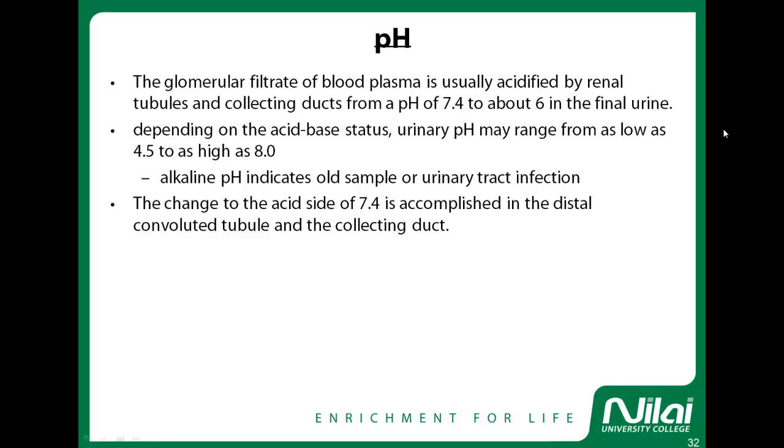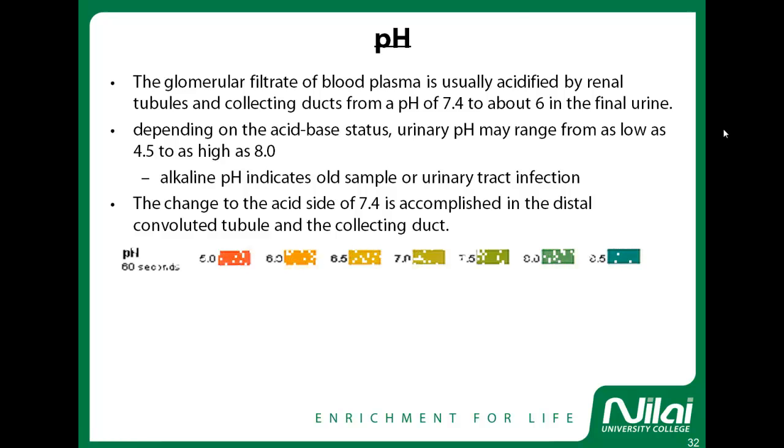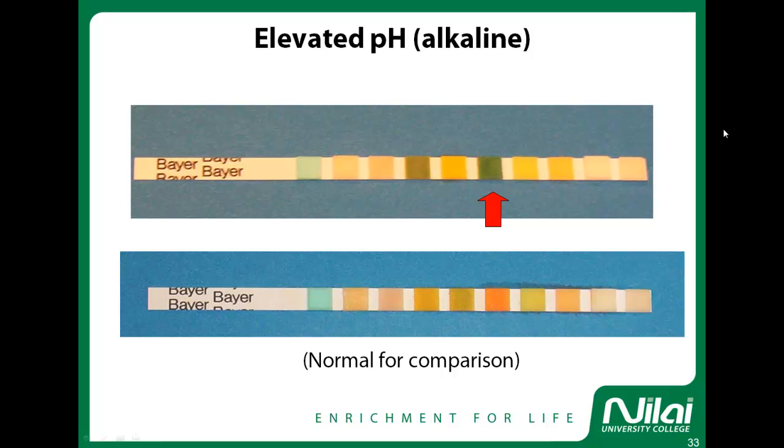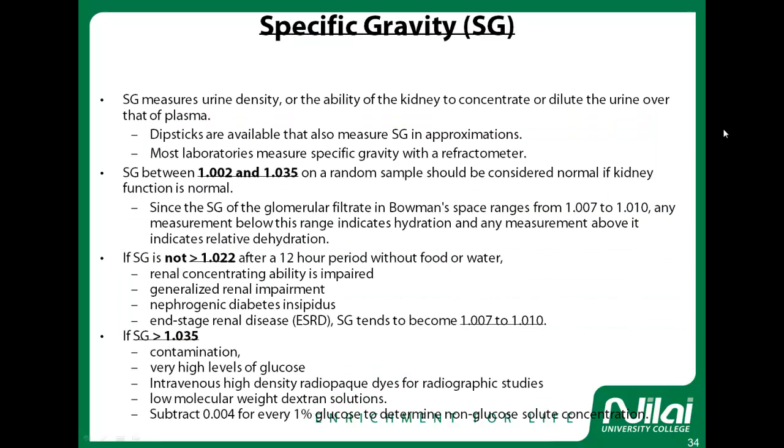pH. The glomerular filtrate of blood plasma is usually acidified by the renal tubules and collecting ducts from a pH of 7.4 to about 6 in the final urine, depending on the acid-base status. Urinary pH may range from as low as 4.5 to as high as 8. Alkaline pH indicates an old sample or urinary tract infection. Exchange to the acid side of 7.4 is accomplished in the distal convoluted tubule and the collecting duct. A pH decline is a normal compensation.